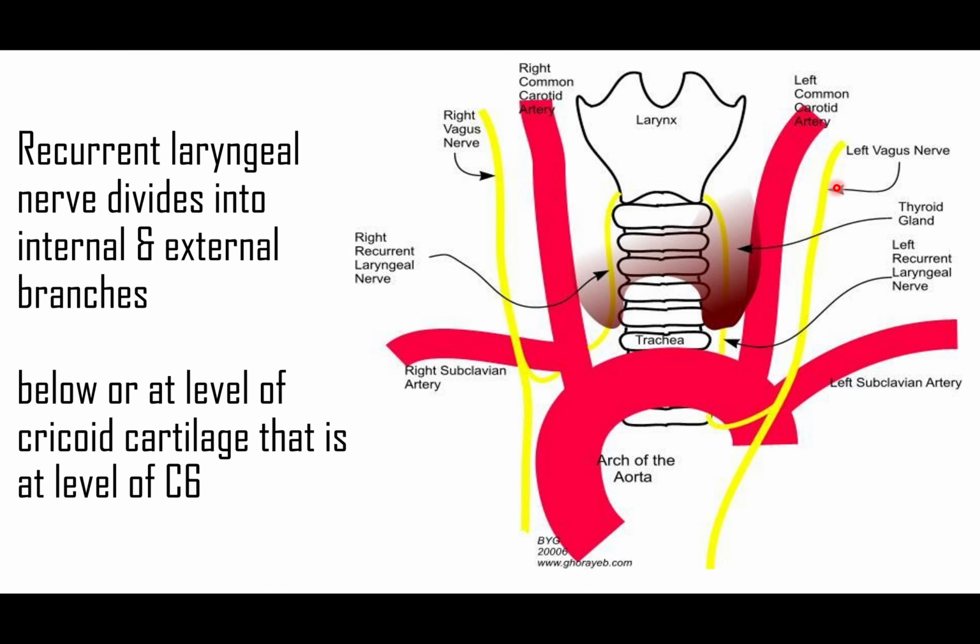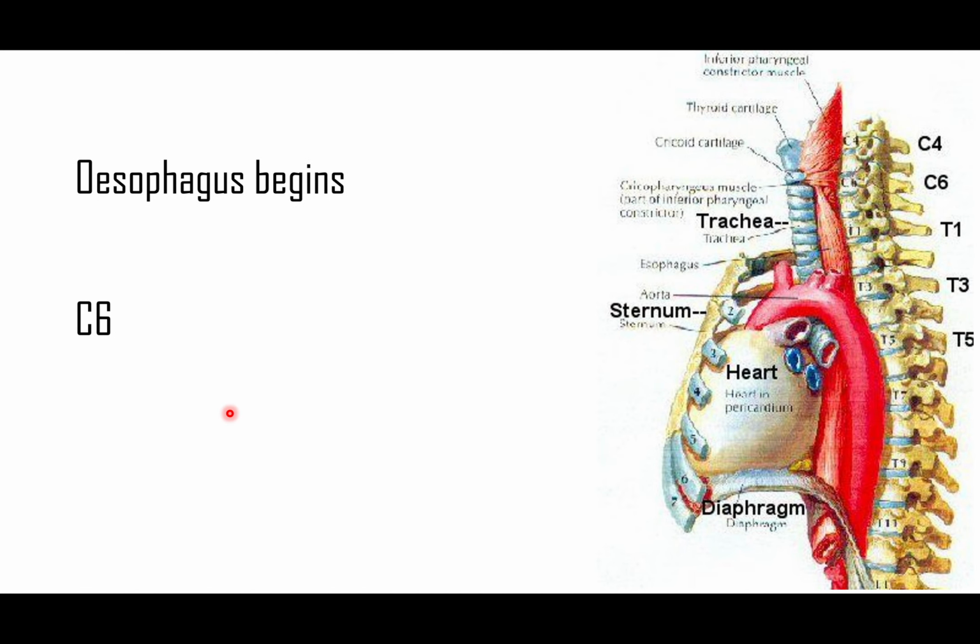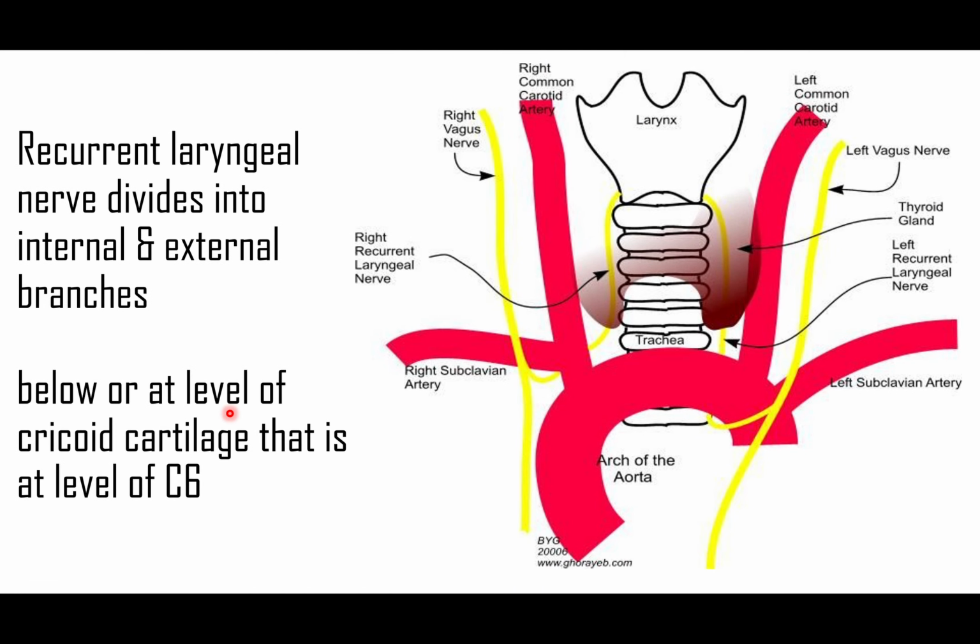The fourth option was that the recurrent laryngeal nerve divides into internal and external branches below or at the level of the cricoid cartilage, that is at the level of C6. So there is a discrepancy, because the recurrent laryngeal nerve divides into internal or external branches either at the level of the cricoid cartilage, at the level of C6, or below it.